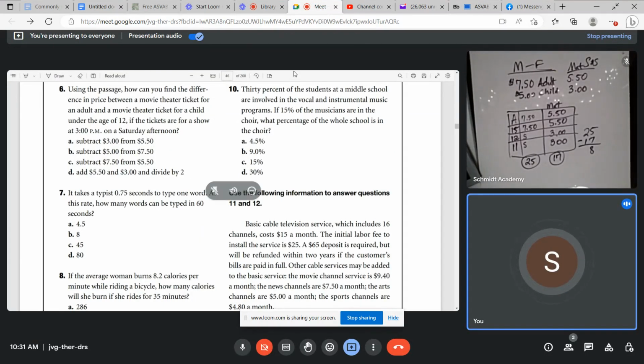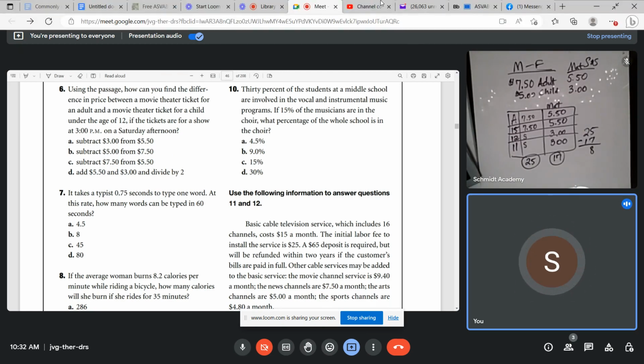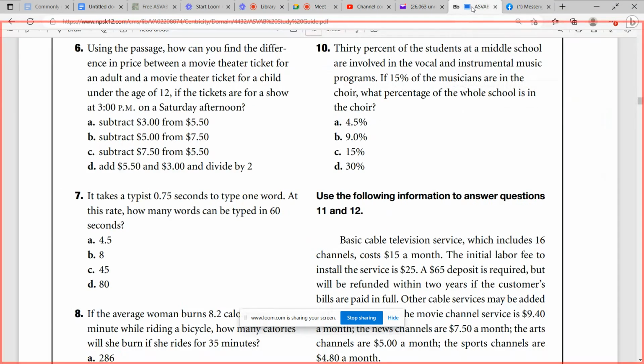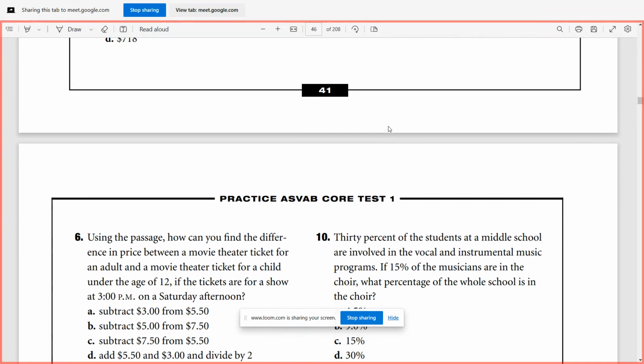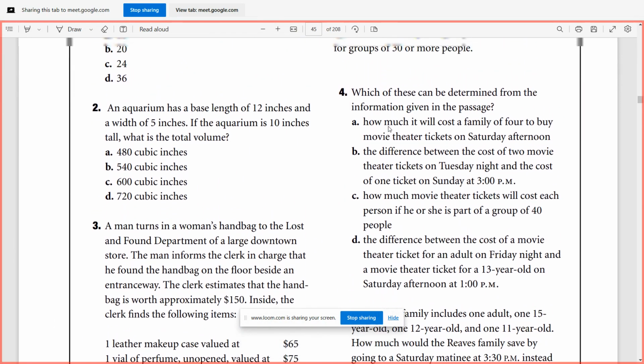Going to do number 6 now, and then we're going to take a short break. Number 6 says, using the passage, how can you find the difference in price between a movie theater ticket for an adult and a movie theater ticket for a child under the age of 12 if the tickets are for a show at 3 p.m. on Saturday afternoon? We need to look carefully and see if 3 p.m. is still the lower price or if that's when it changes to the higher price.